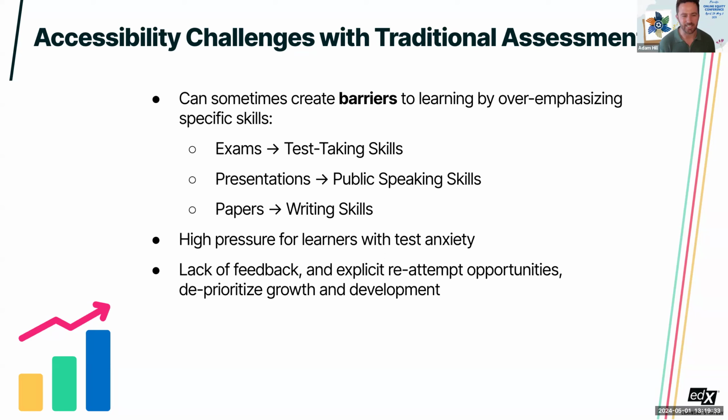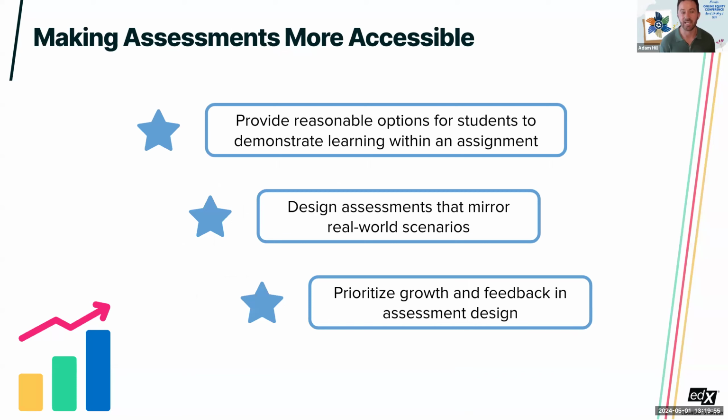Another challenge we see is this one-shot environment, this lack of growth that can be seen in some assessment designs. And so there's a lack of feedback, there's a lack of explicit reattempt opportunities, and this can just deprioritize growth and development and undermine some of the reasons we're in education to begin with. So on the next slide, we have some ways to address this to make your assessment designs more accessible, which are things like providing reasonable options for students to demonstrate learning within an assignment, designing assessments that mirror real-world scenarios, which can really help boost motivation, and prioritizing growth and feedback in your assessment design as well.